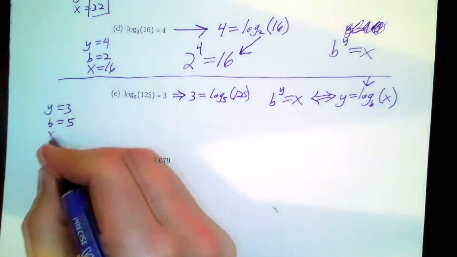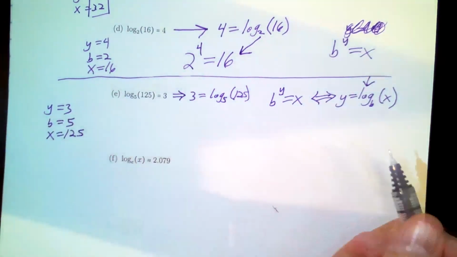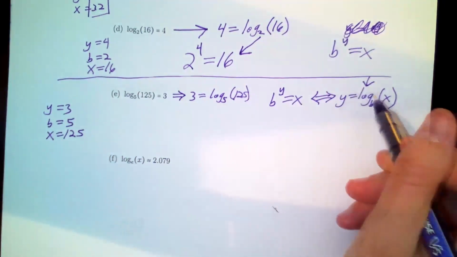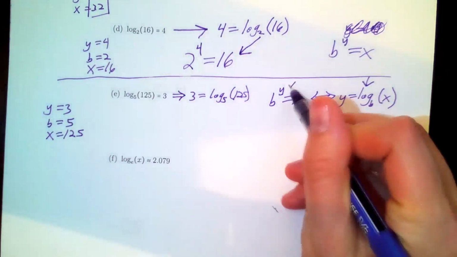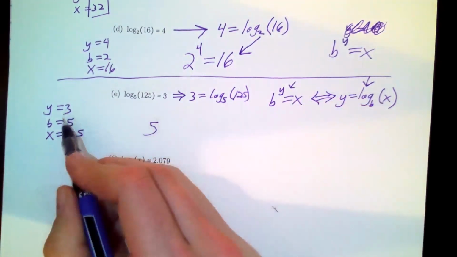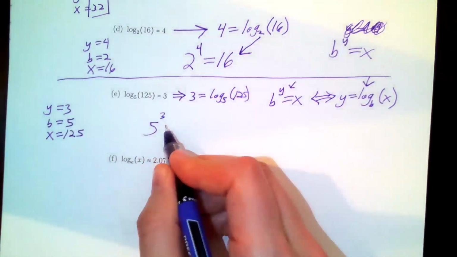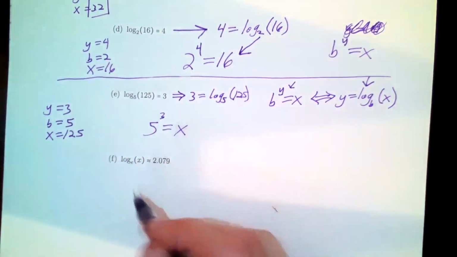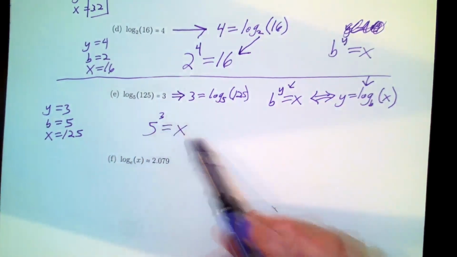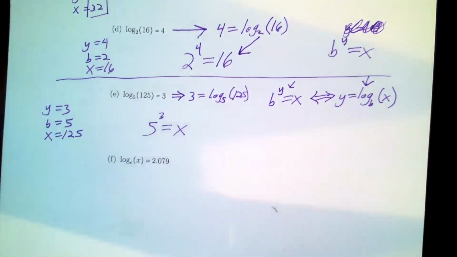My x is 125. So when I convert this to this side, remember I'm trying to go from this to that, I need to rearrange everything into b to the y equals x. So the statement that we make is 5 cubed is equal to x, or x is equal to 5 cubed. That's my statement.